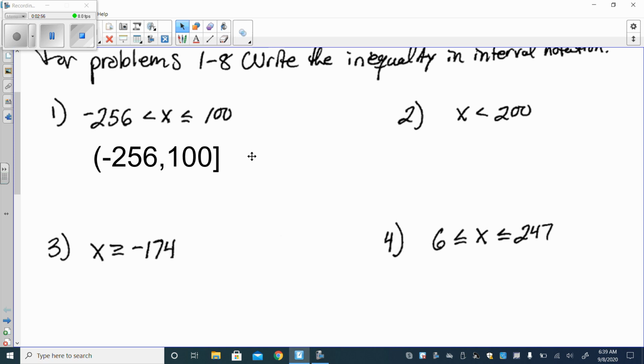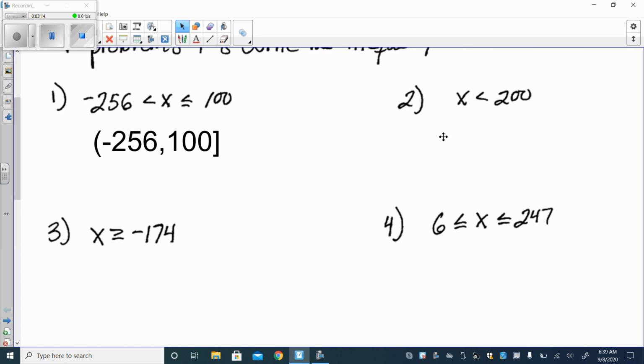And that's it. Because x is in the middle, in between these two numbers, we have it set up like this. We have at the smallest end negative 256, the biggest 100. The parenthesis tells me that negative 256 is not included. The bracket tells me 100 is. And that's all we have to do for this one here.